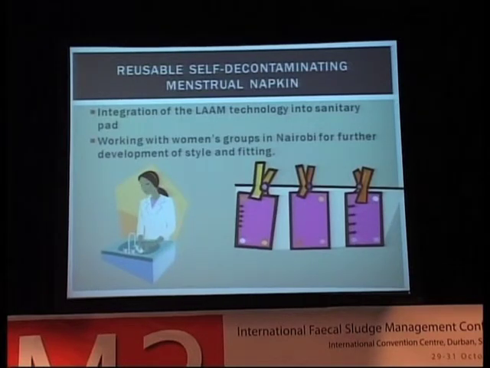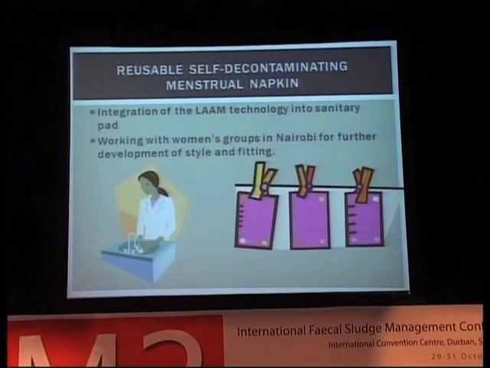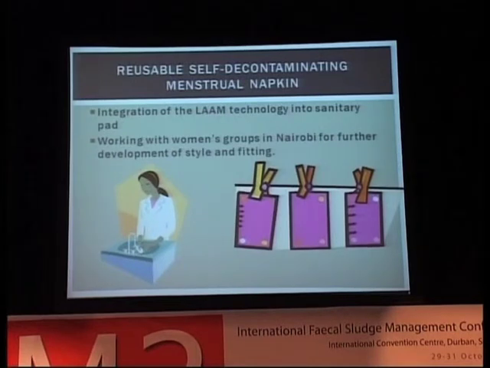My next topic is the development of a menstrual sanitary napkin, and it's a reusable napkin. We are sponsored by the Gates Foundation and have done the first trial in Kenya, have done research in Kenya on what is expected, what's required, and the development. It's very interesting. We have a whole number of women and girls very excited about the product.